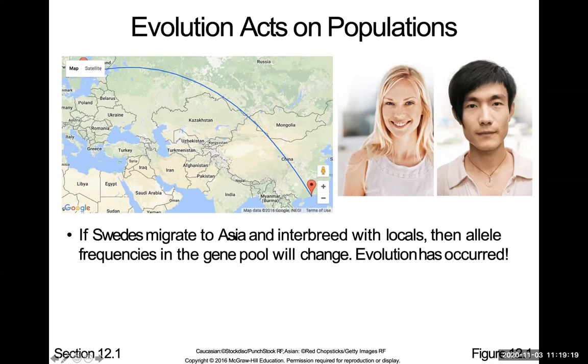So if Swedes migrate to Asia, because we can go to the other side of the planet now in a day and a half, and interbreed with the locals, the allele frequency in the gene pool will change. They will have some alleles for different color of hair, different color of eyes, different color of skin. And that's going to tell us that evolution has occurred. This was not possible maybe a million years ago, because of these waters separating these lands, and we didn't have modern travel. It was harder to get from one side of the planet to the other side.